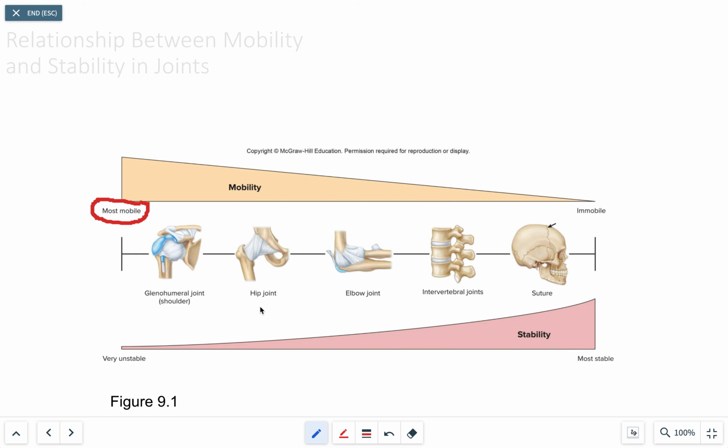Moving next, we have the hip joint. Most consider the hip joint to be fairly stable, but we can see that it has a greater amount of mobility, which will then decrease its amount of stability.